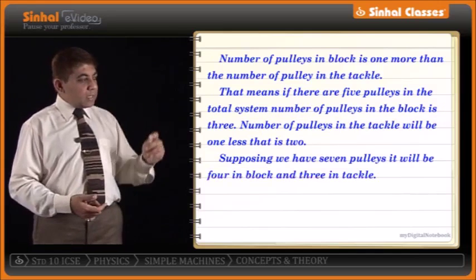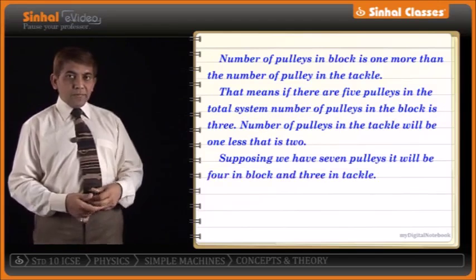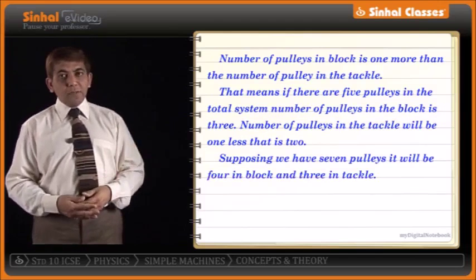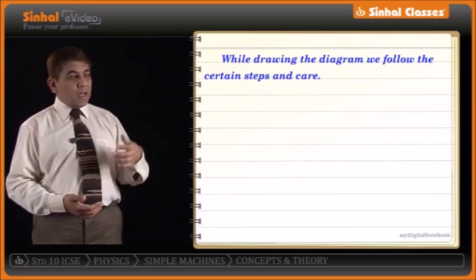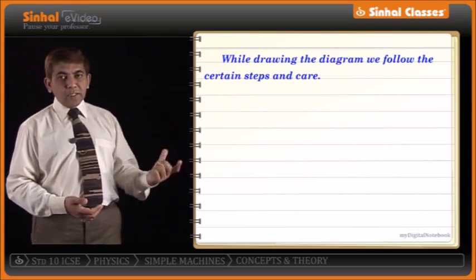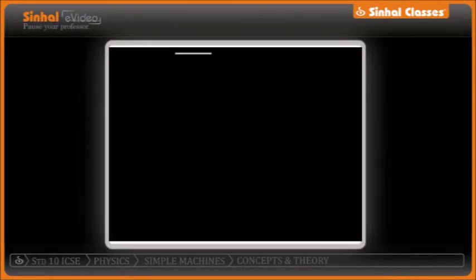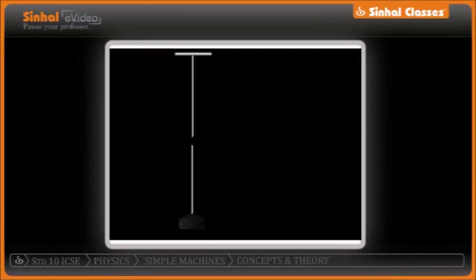So when we consider a system of 5 pulleys, how do we draw a diagram for the block and tackle? While drawing the diagram, we follow certain steps and take care so that we draw the diagram carefully. The first step is to draw the solid rigid support. Then we draw an axle, that is a thin rectangular plate, in which the length for the block is definitely more than that for the tackle.